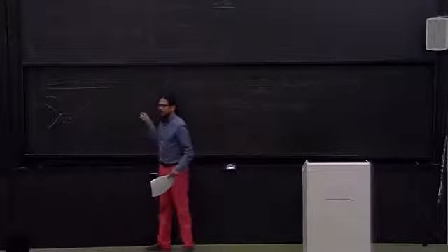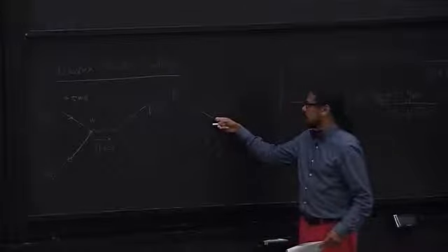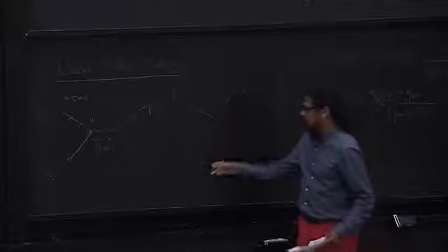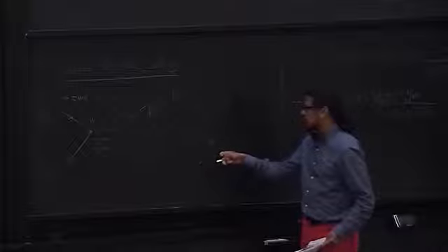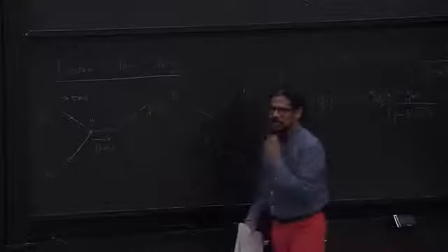So the analog of this diagram is not there, because then it would have to be an electron coming in, a muon going out, a positron coming in, and an anti-muon going out, right? So the analog of that diagram is not there.